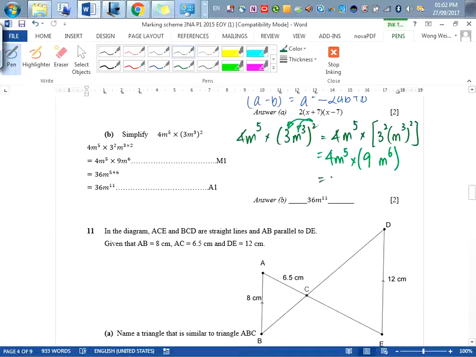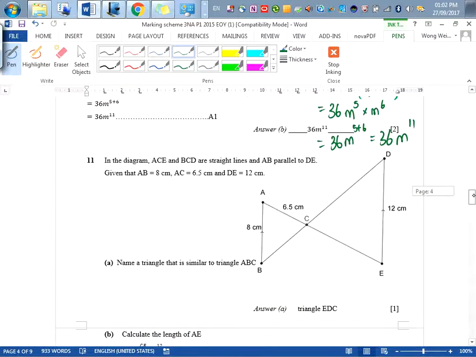So next, we multiply the constants, the 4 and the 9, and we get 36. And we have m to the power of 5 times m to the power of 6. So our laws of indices tell us that we need to add, and we get 36m to the power of 5 plus 6, which equals 36m to the power of 11. Okay?